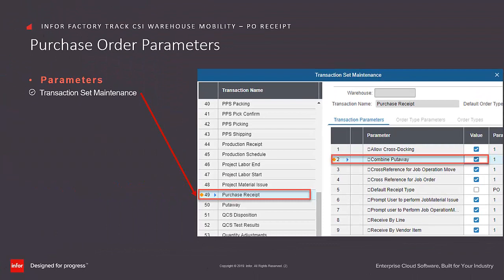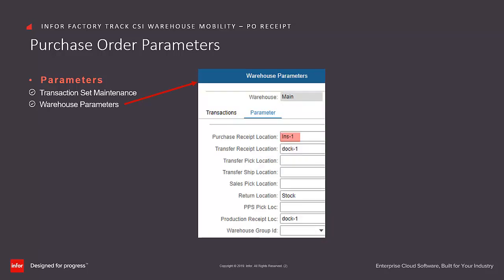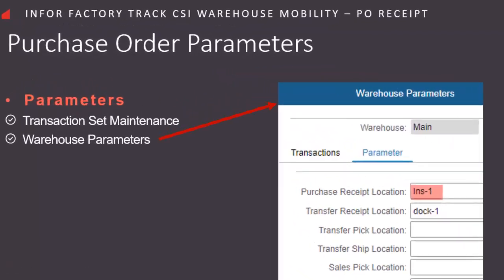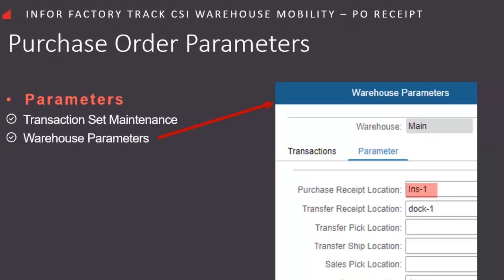In a separated or non-combined process, the process will default the receipt location based on an additional parameter. This is set on the Parameter tab of the Warehouse Parameter form, setting the location on the purchase receipt location.